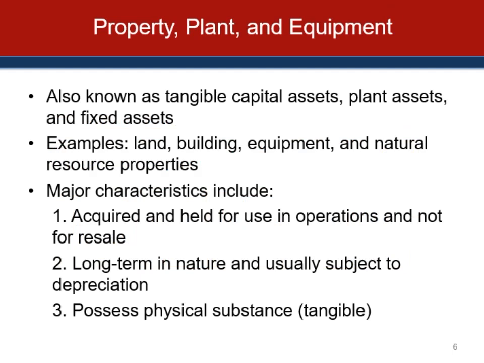Property, plant, and equipment possess certain characteristics that distinguish them from other assets owned by the business. These characteristics are, well, essentially as follows. They're required for use in the operations and not for resale. So a tractor for a farmer as opposed to a tractor for a tractor sales firm. They're long-term in nature and usually depreciated over time. And they possess some sort of physical substance, so they're tangible assets as opposed to intangible assets. These assets usually last for a number of years, and their cost must be allocated to the periods that benefit from their use.